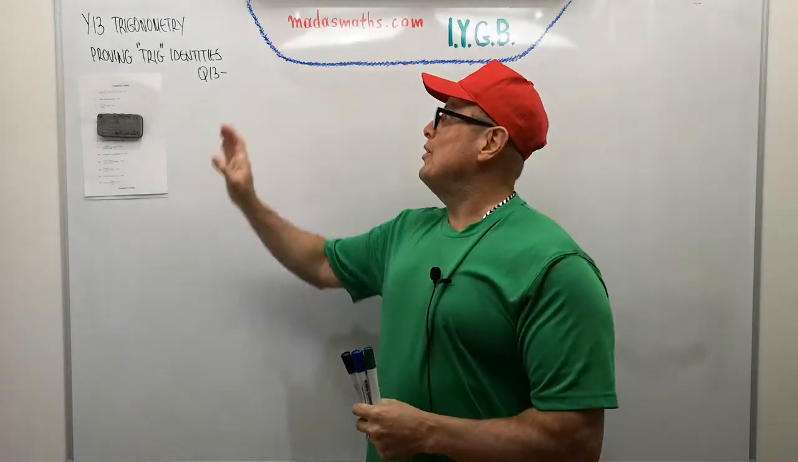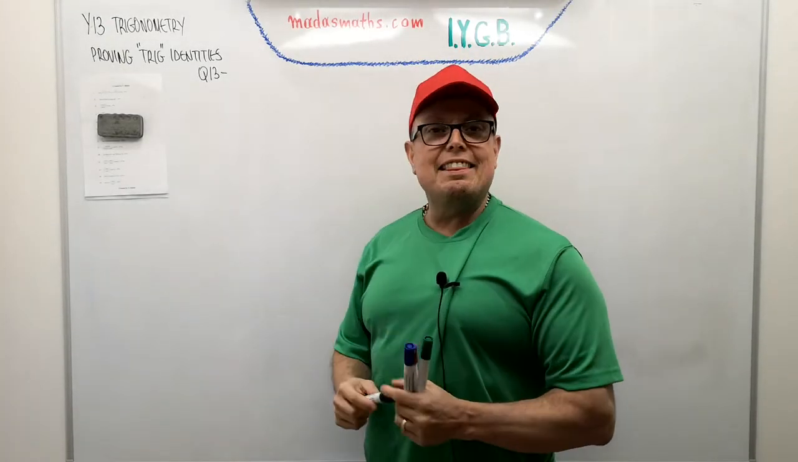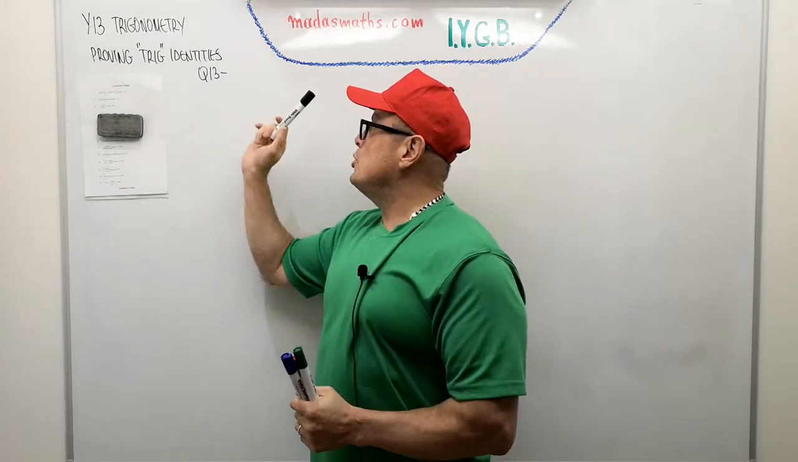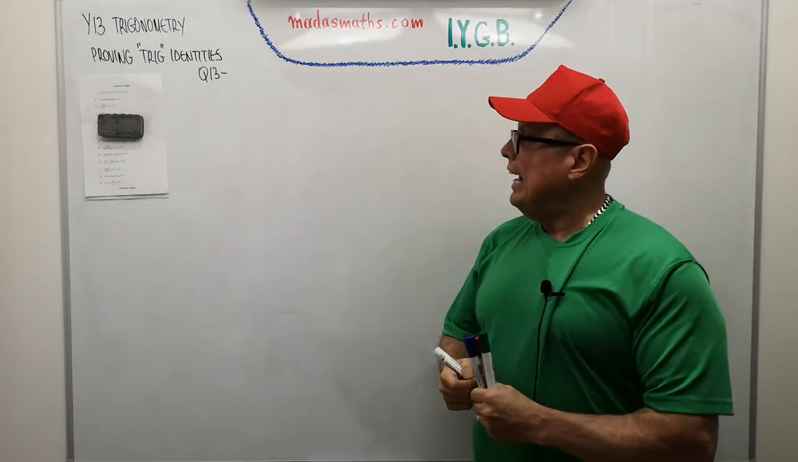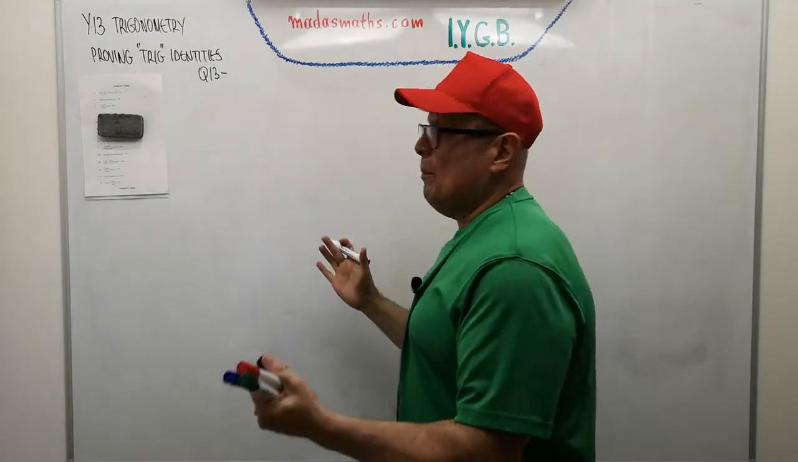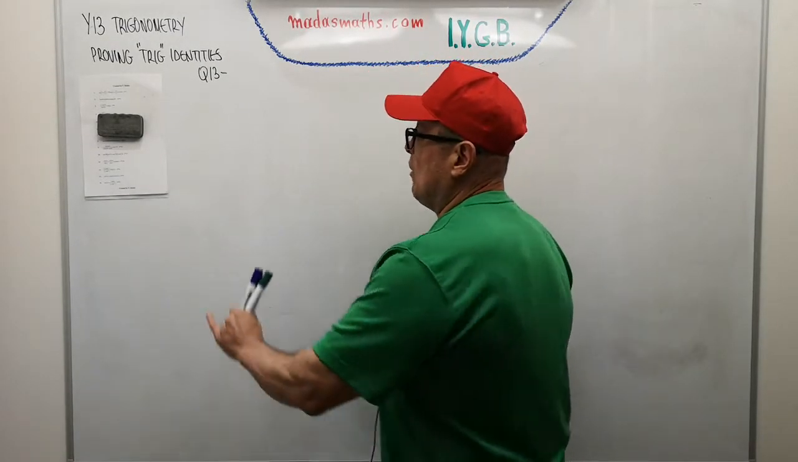Hello and welcome back. We continue with year 13 trigonometry, proving trigonometric identities. I think the last time we reached up to question 12. We're going to continue now from question 13. Try to do as many as we can, probably in about half an hour. Just try to show you different techniques of how to do things.